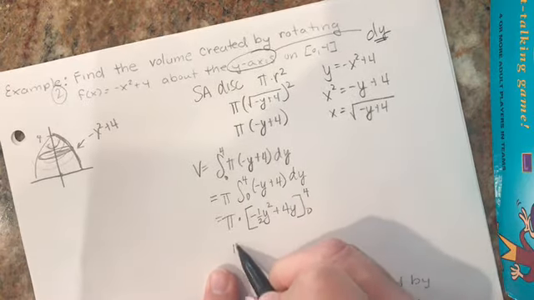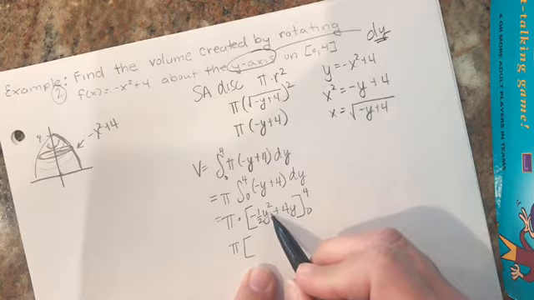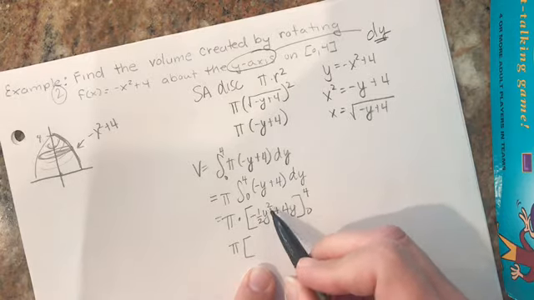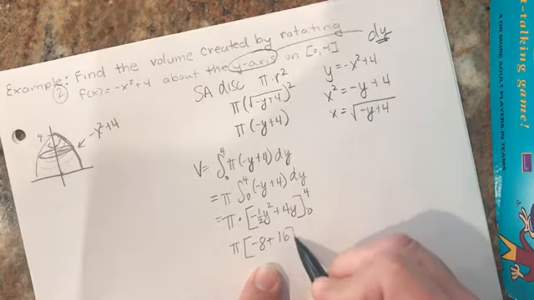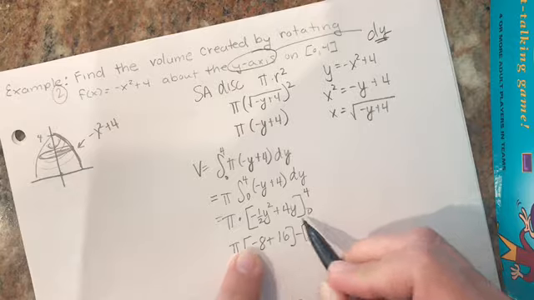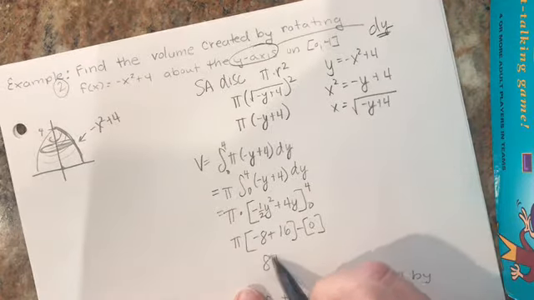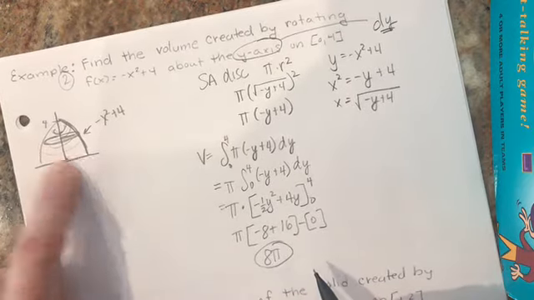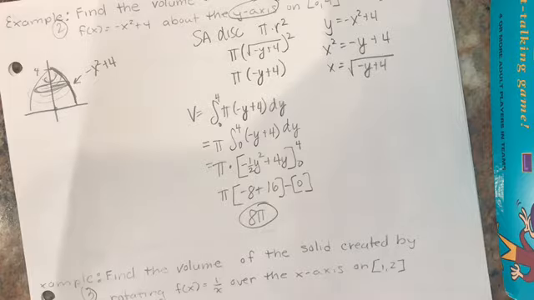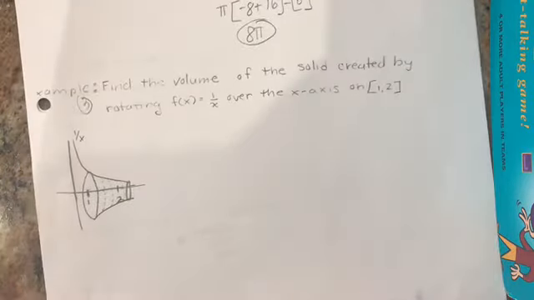So we're going to have pi, and then now I'm just going to plug in a 4. So 4 squared is 16, half of 16 is negative 8, plus 4 times 4 is 16, minus, if we plug in zeros, it's just 0. So this is just going to turn into 8 pi, and that is going to be the volume of this 3D shape. Okay, example 3, I think it's easier when we rotate across the x-axis.